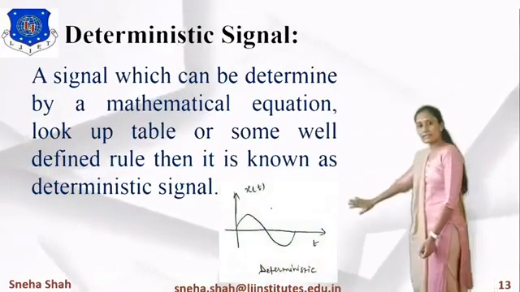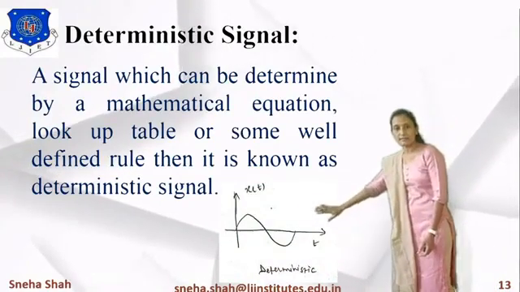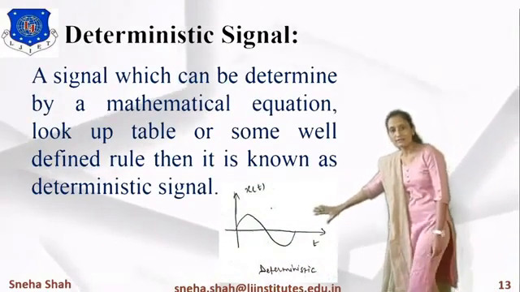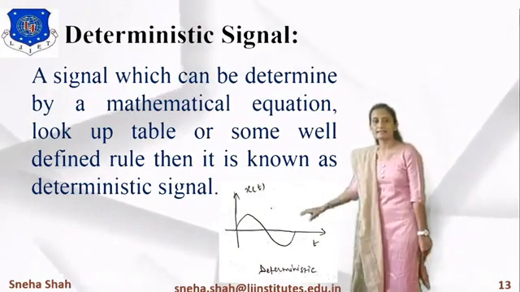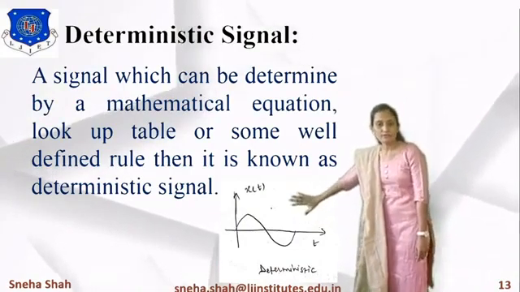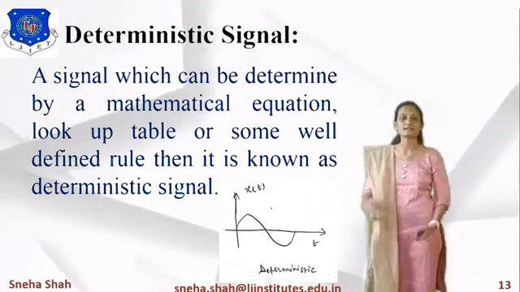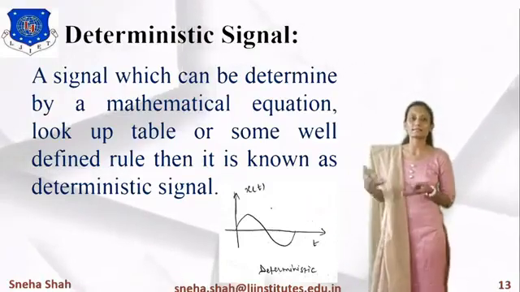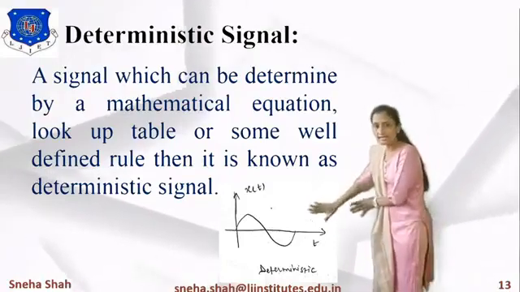If we bring the deterministic signal, it will look like this. Suppose I am drawing this diagram. From this diagram you can see that this is the diagram for the sine wave. So we can say that the behavior of the signal is like a sine wave. This is the sine signal.